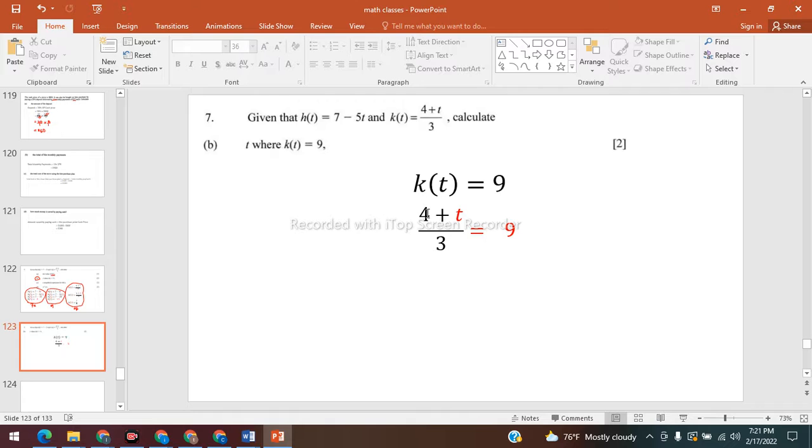23 plus 4 is 27. 27 divided by 3 is 9. So we already know that t must be 23, we know that in our minds. Now we're going to show it using algebra.